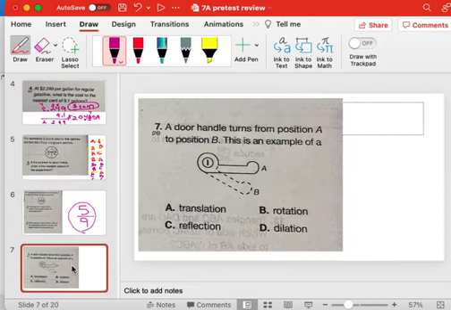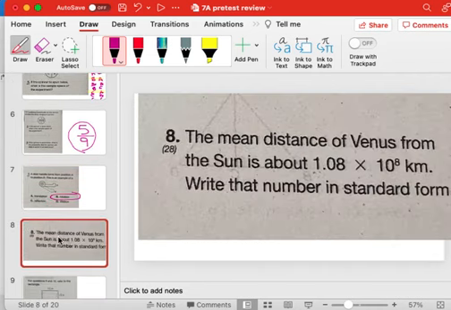All right, good. All right, so a door handle turns from position A to position B. This is an example of rotation. Okay, the mean distance from Venus to the sun is about 1.08 times 10 to the 8th kilometers. Write that number in standard form.